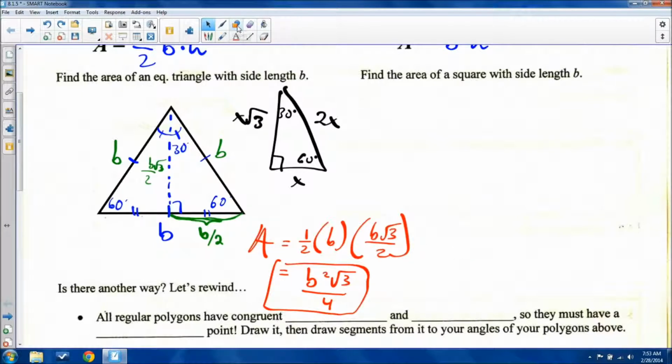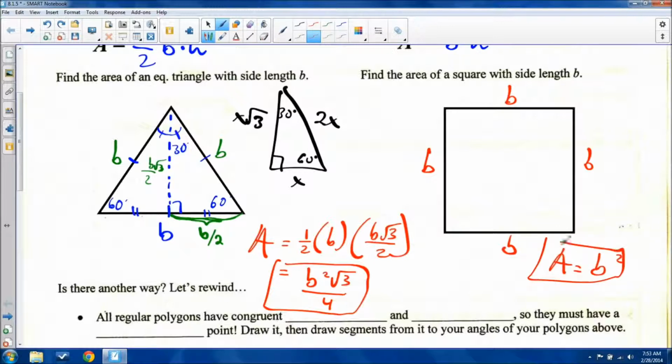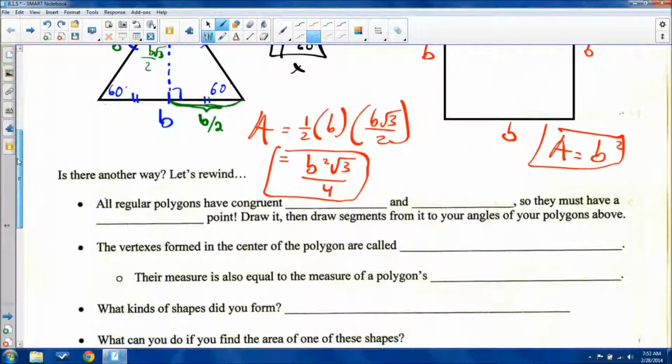Okay, find the area of a square with side length B. I should have done this one first. They're all B, obviously, because they're all side length. Area is base times height, so it's B squared. And that was it for the square. But I'm going to look at this in different ways, though. We're about to do that. Is there another way? Let's rewind.